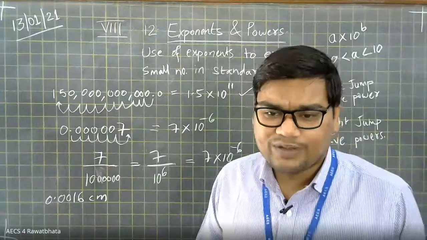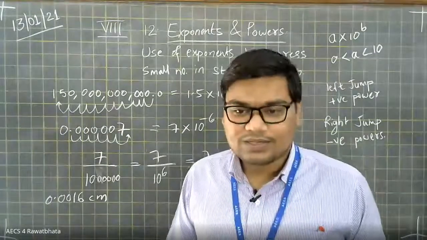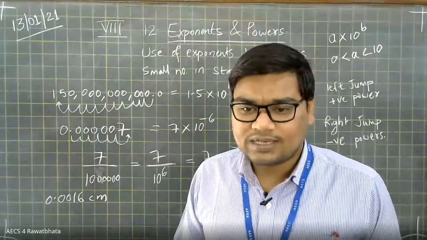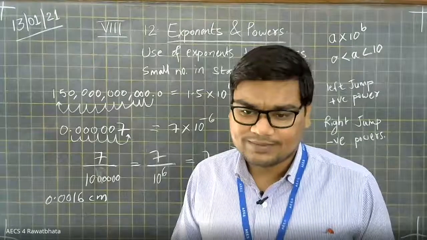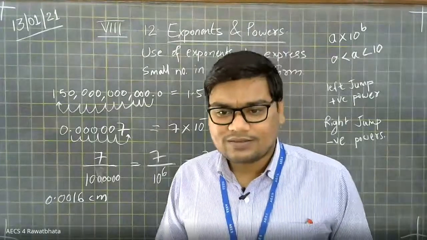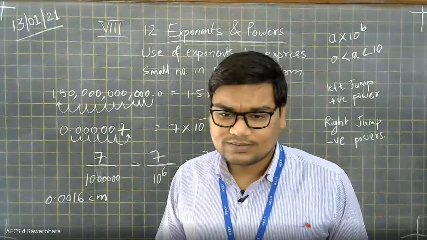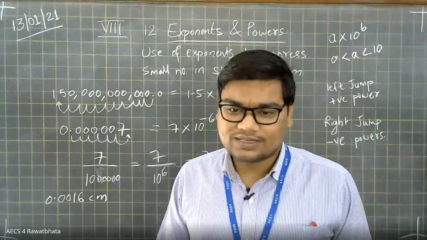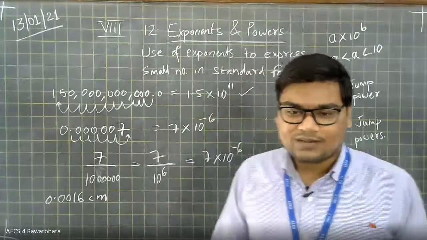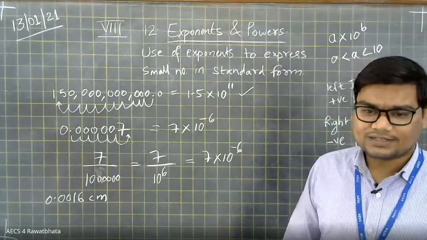Aditya Sharma has given 1.6 into 10 to the power minus 4. Is that correct? Aishani Chaudhary has given 1.6 into 10 to the power minus 3. Yes. Kinjal Yadav also has given the same answer. Aditya Sharma has corrected his answer. Okay. Priyanshu Kumar Palo also gave the correct answer.